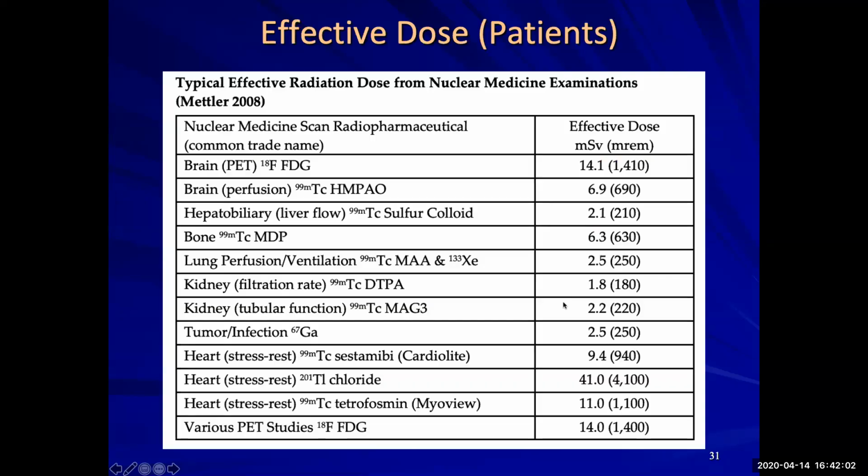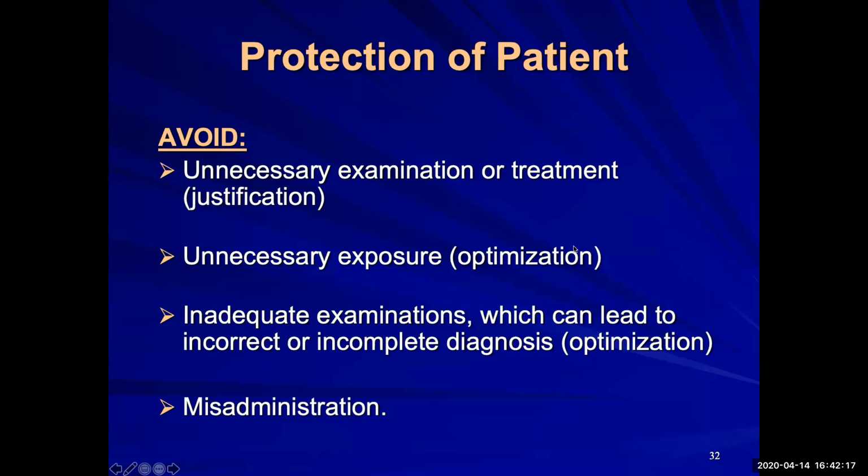Patient protection. This is the typical effective radiation dose from nuclear medicine examinations for the patient. For the brain, for example, you get 14 millisievert. For bone, technetium MDP, you get 6.3. The protection for the patient: avoid unnecessary examination or treatment. The exam should be justified. Unnecessary exposure, optimization: as low as reasonably achievable.